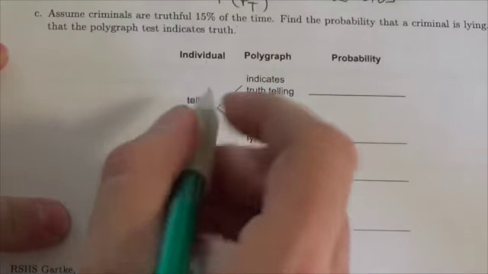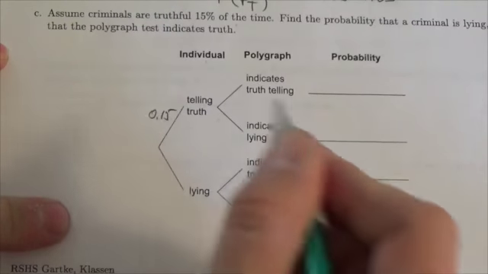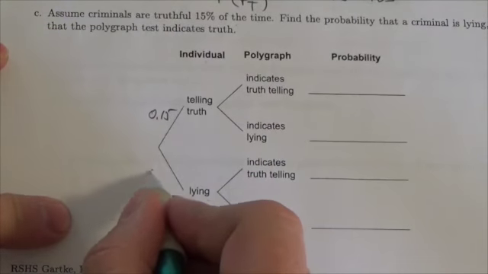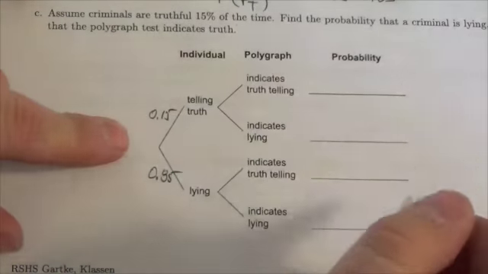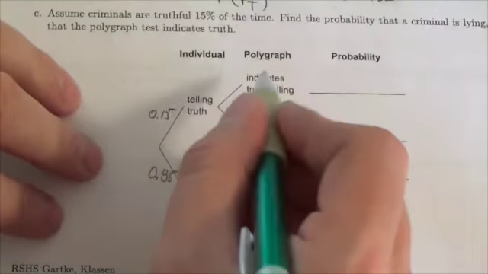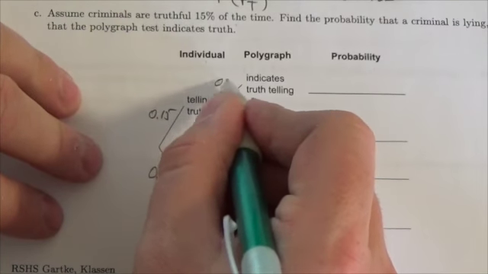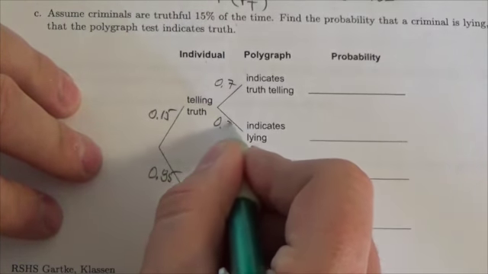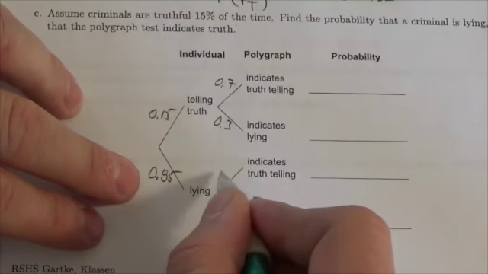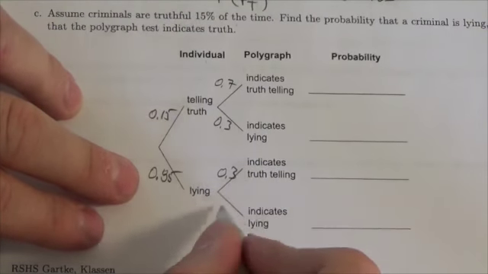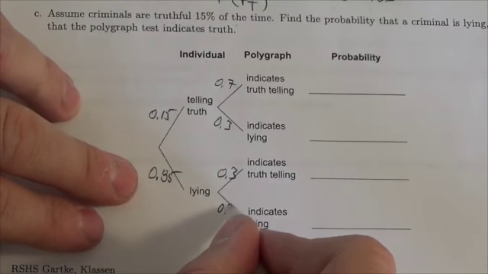So the criminal tells the truth 15% of the time, which means they are lying 85% of the time. However, the polygraph is still going to be as accurate as it was before. So if you're telling the truth, it'll catch it 70% of the time. If you're lying, it'll get it wrong 30% of the time, but it'll get it right 70% of the time.